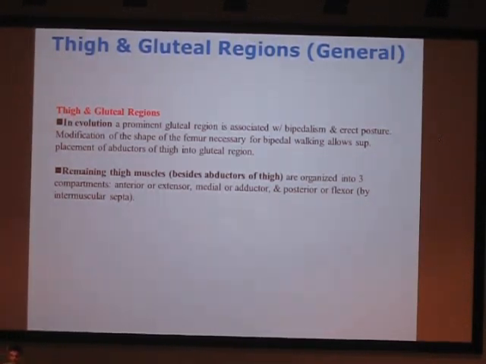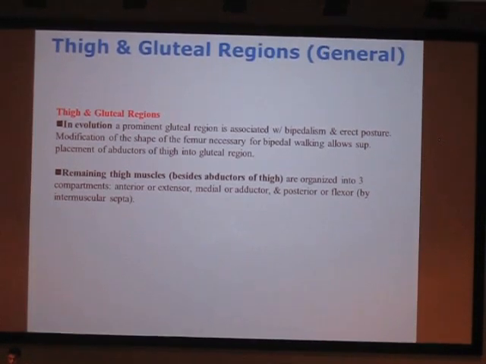The anterior ones are extensors of the thigh. The medial ones are adductors of the thigh, and the posterior ones are flexors of the thigh. And so have clear in your head what extension of the thigh means and what extension of the leg means, and what flexion of the leg means versus flexion of the thigh.